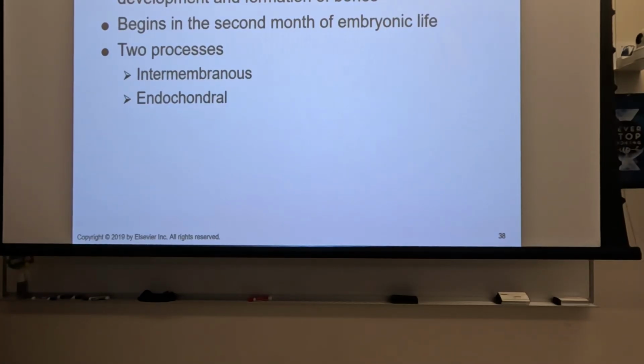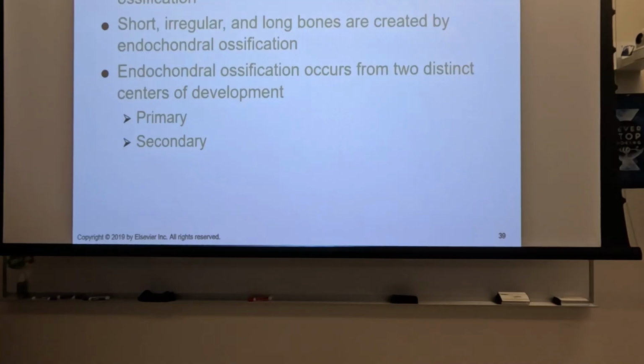And we've got primary and secondary areas of ossification, and it's going to surprise you a little bit which is which. Ossification begins in the second month of embryonic life, so it's very early in fetal development. And so we've got intramembranous and endochondral, sorry.